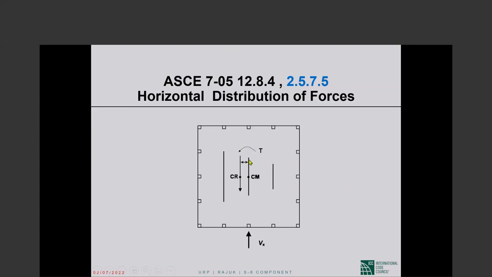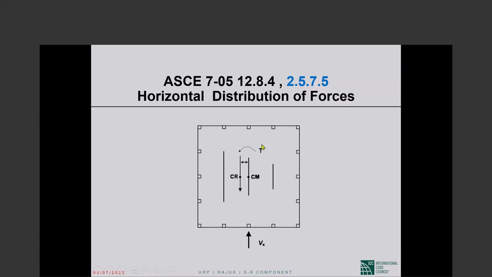The force acts along this direction, along this line. The resistance acts along that line. So there is a torsion which will add to the shears in these resisting elements and will take away from the shears in those resisting elements. The addition we always consider in design, that take away we kind of ignore. Okay, so this is the significance of torsion.